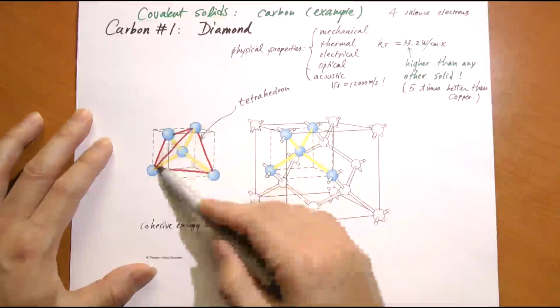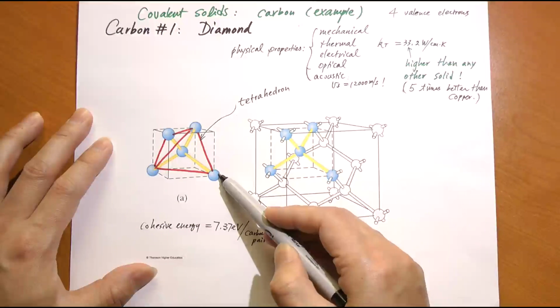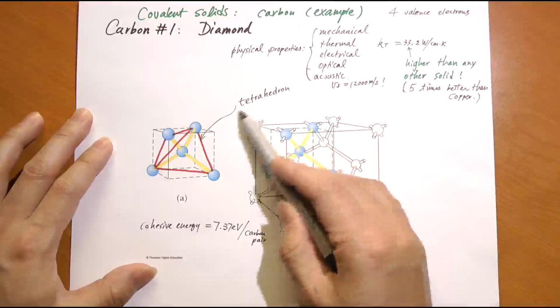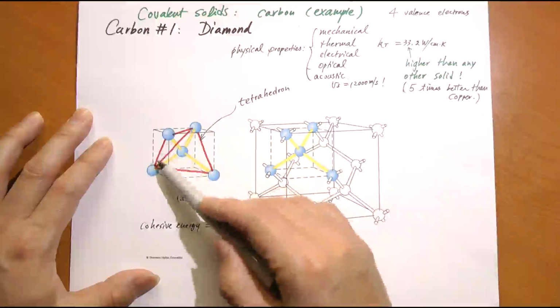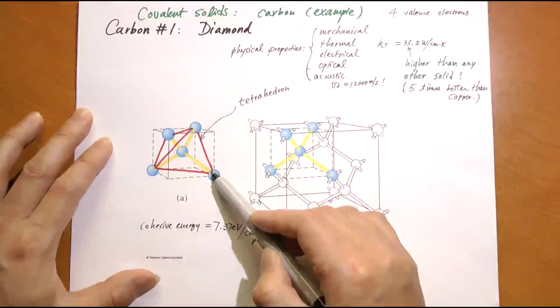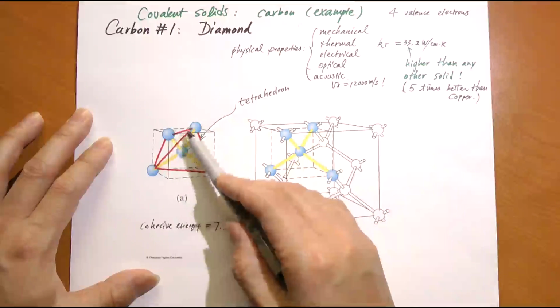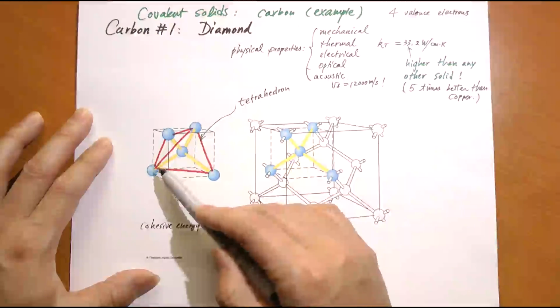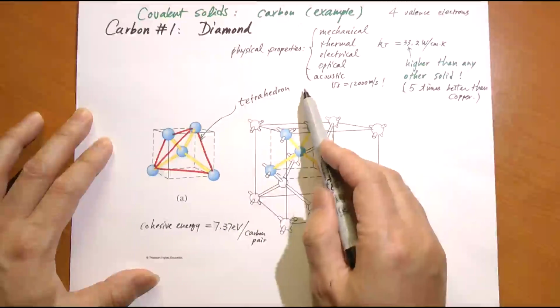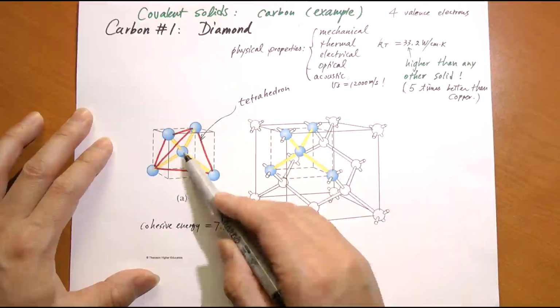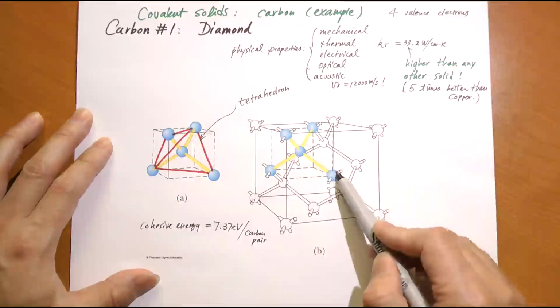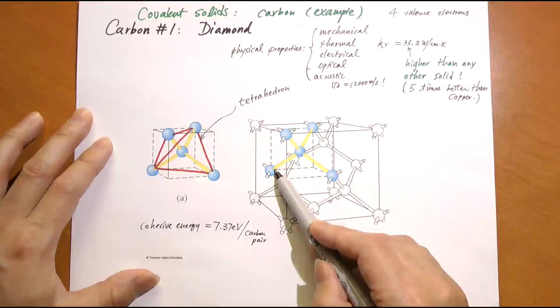So these 4 nearest neighbor carbon atoms form what's called a tetrahedron. A tetrahedron is such a structure that you have 4 points in space, and the distance between each point to every other 3 points is the same. It's called a tetrahedron. At the center of each tetrahedron is another carbon atom. So the structure is very symmetrical. And this bond is quite strong.